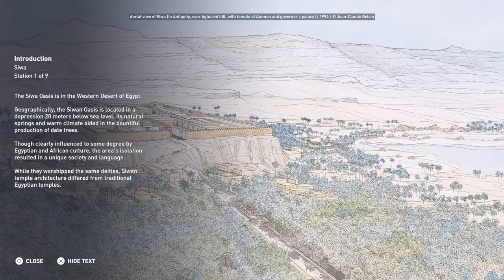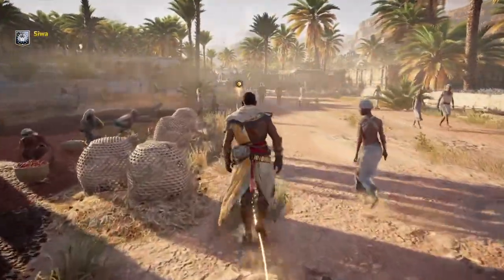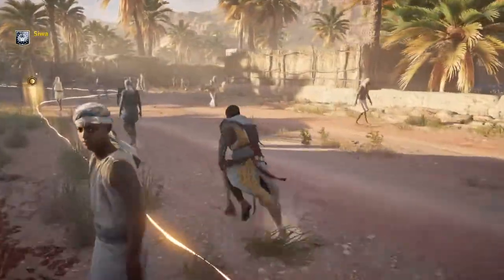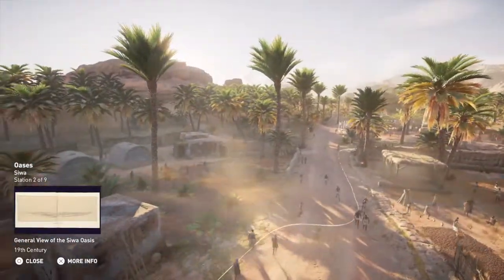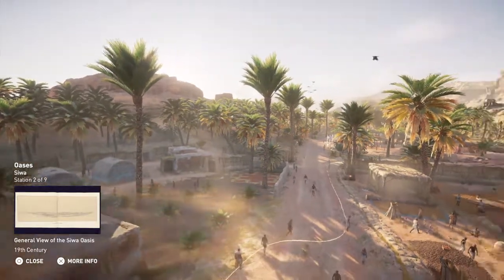Though clearly influenced to some degree by Egyptian and African culture, the area's isolation resulted in a unique society and language. While they worshipped the same deities, Siwan temple architecture differed from traditional Egyptian temples. Old Kingdom Egyptians referred to the oasis as cauldron, due to its unique geographical structure.